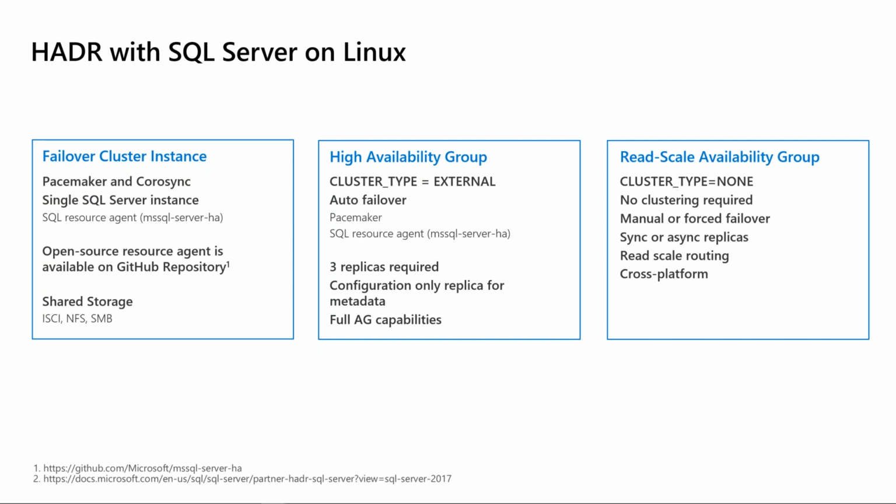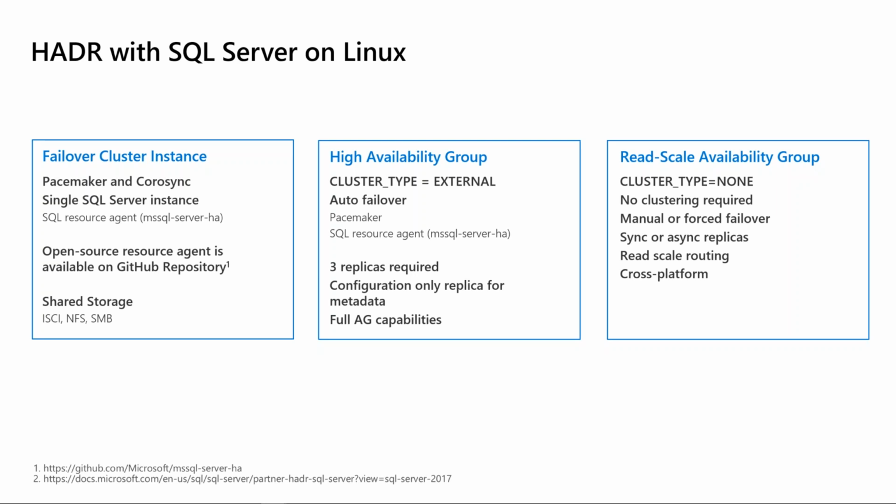So the third type of availability group is really interesting for SQL 17 because it's the same on SQL on Windows and Linux, and that's called a read scale availability group, or cluster type equals none. We discovered, and we've known this for a while, that our availability group software in the core database engine supports transmission of log blocks to replicas without the need of clustering software. The clustering software is only needed for failover capabilities.